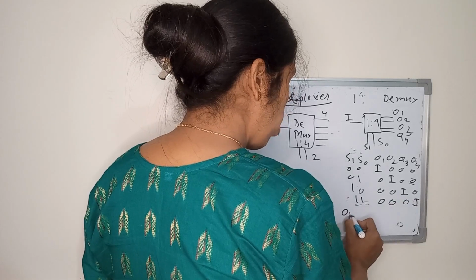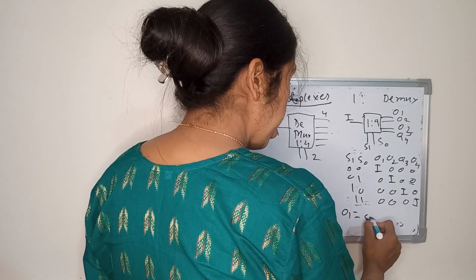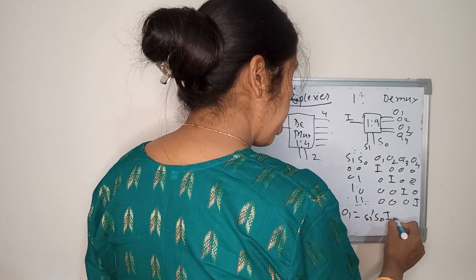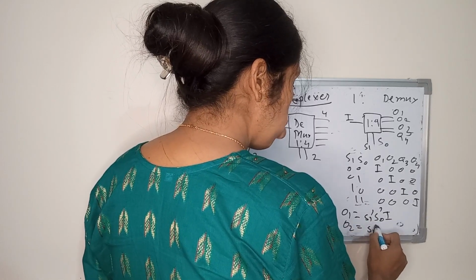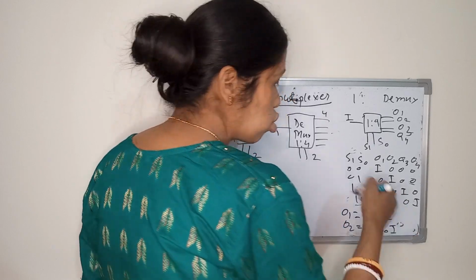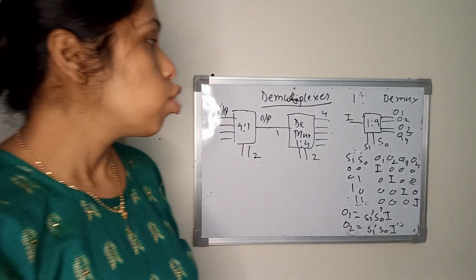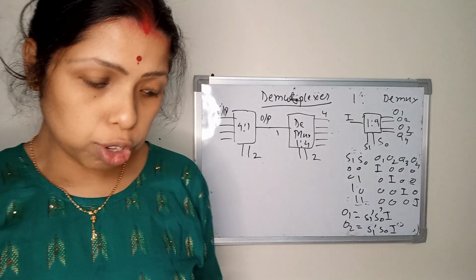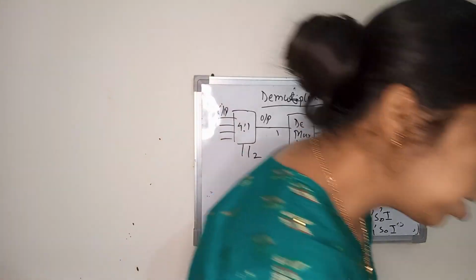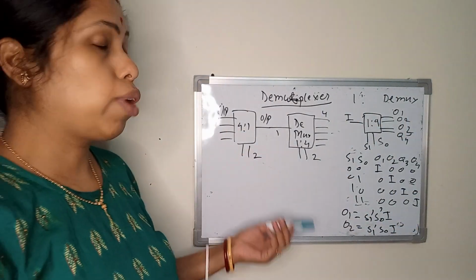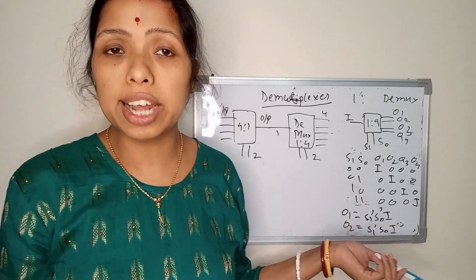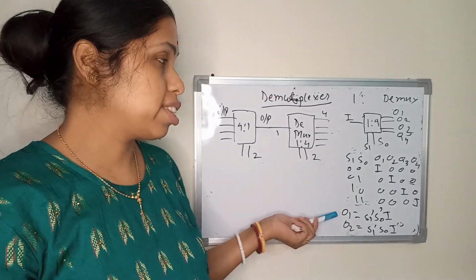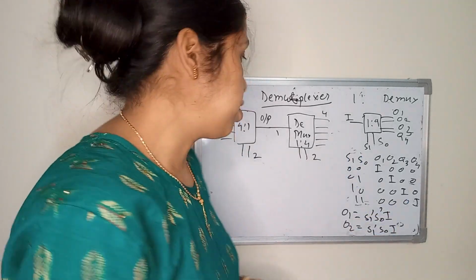If you want to write the expression for O1, it will be S1 prime, S0 prime, I. If you want to write O2, it will be S1 prime, S0, I. Like this way you can write for O3 and O4. So this is about the demultiplexer. Only simple things are there, only 1 is to 2 and 1 is to 4. And if you want to write the 1 is to 8, you can easily write the demultiplexer equation for 1 is to 8.